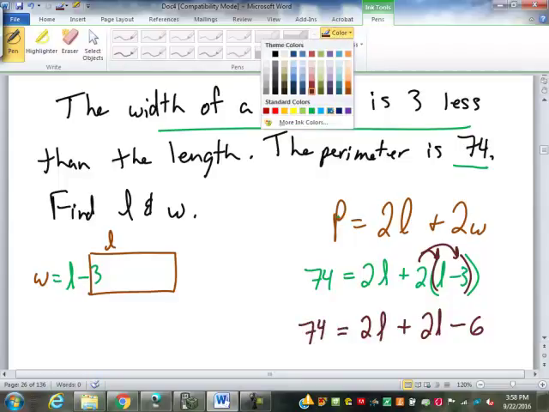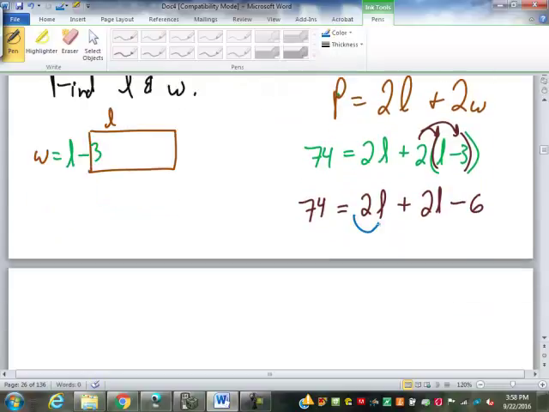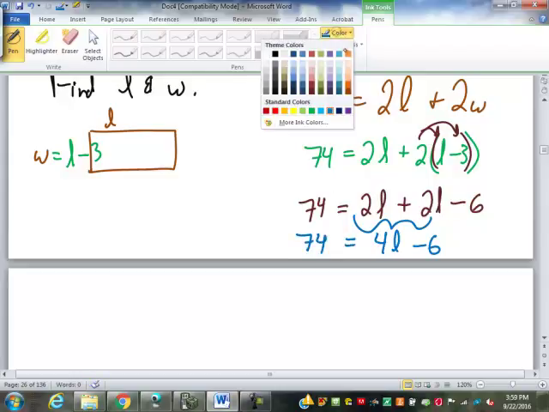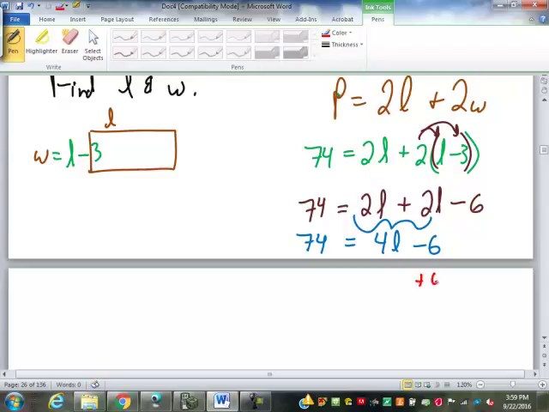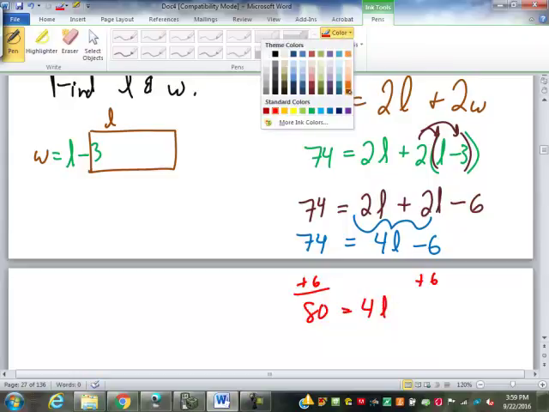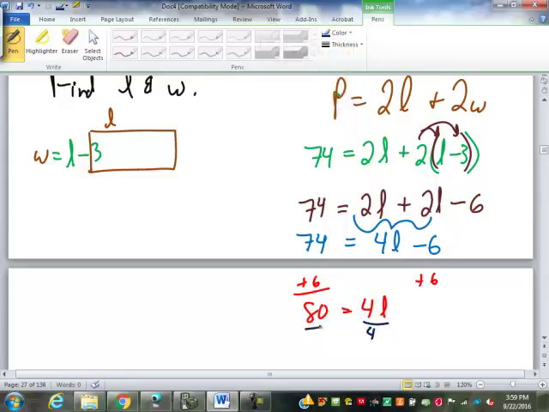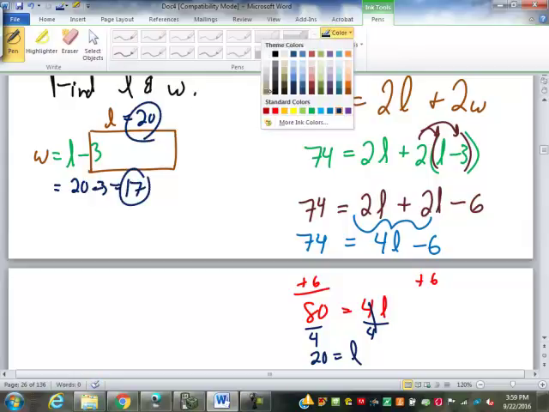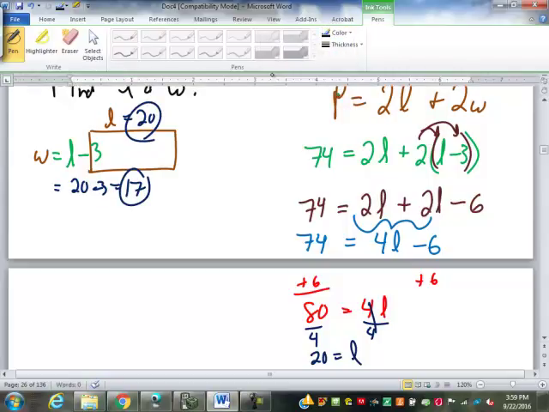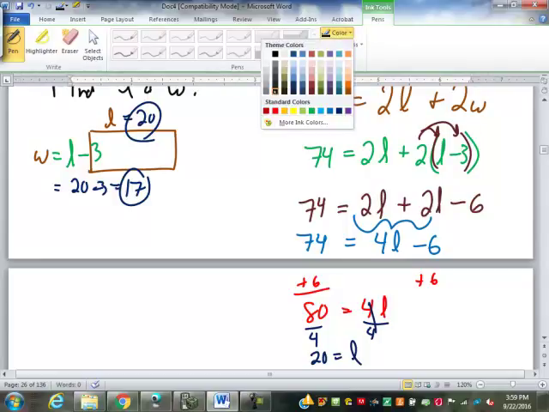Now we have to combine. 2L and 2L will make 4L. Minus 6. And now we're just going to solve. So we're going to add 6. So 80 equals 4L. And divide by 4. So 20 equals L. So now L equals 20, and we have to find the width from that. Width is the length minus 3, so 20 minus 3. 17 for the width. So it's not always W that's going to end up staying in the formula. Sometimes it can be L. Any other questions?